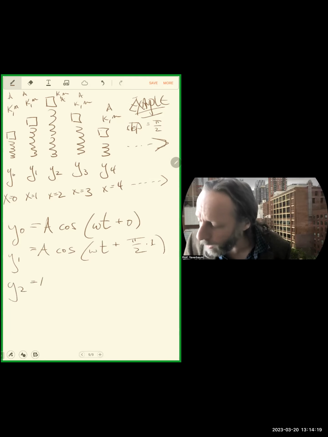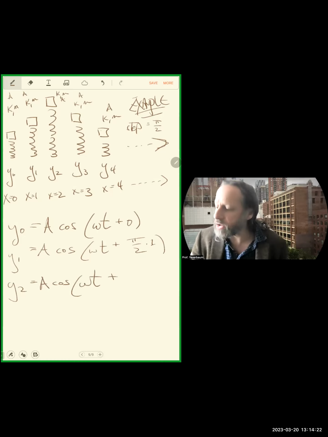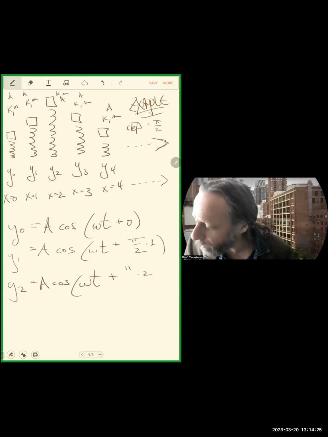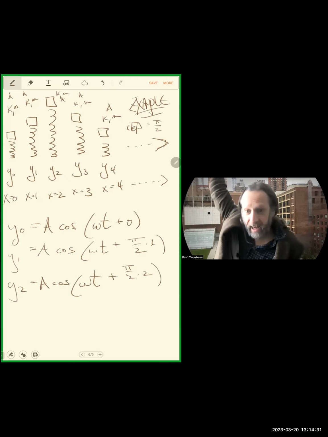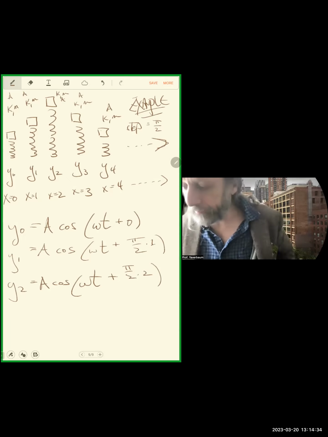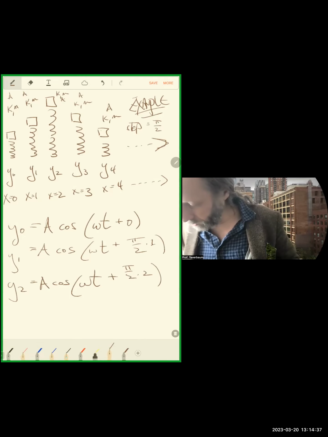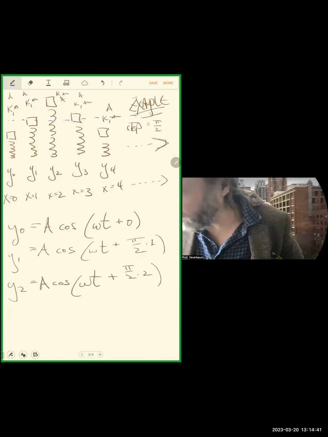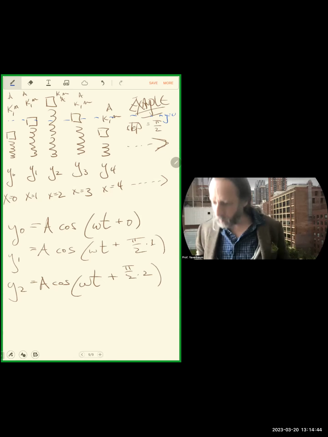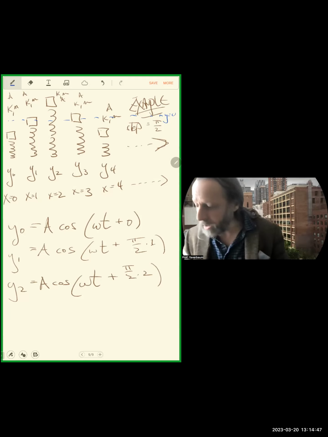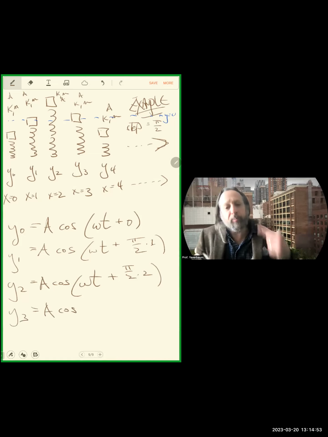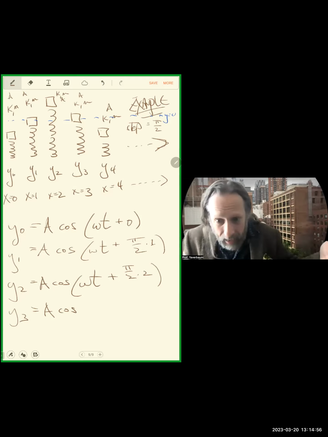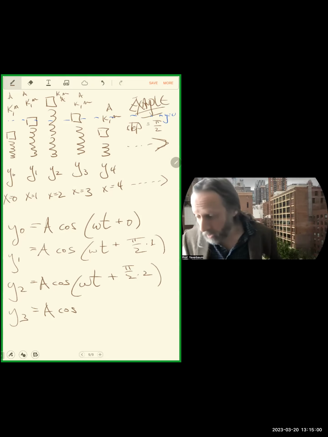And then let's imagine that the next one is starting at 2 times pi over 2. In other words, at pi. So the other one's starting at the opposite amplitude position. You see what I'm saying? In other words, this would be y equals 0, the middle place, right? And so I'm imagining that each one is pi over 2, a quarter cycle ahead or behind the one before it, right? So it's just a pattern.